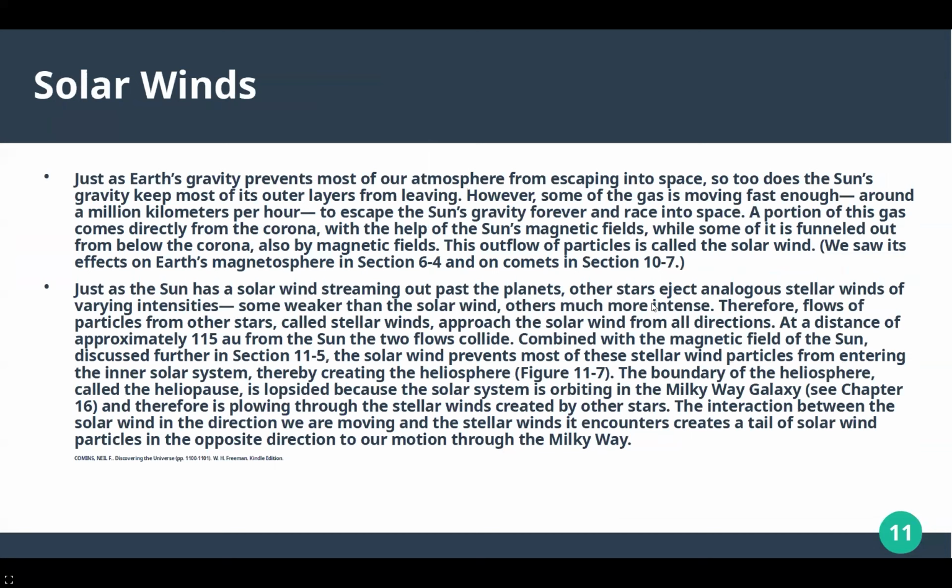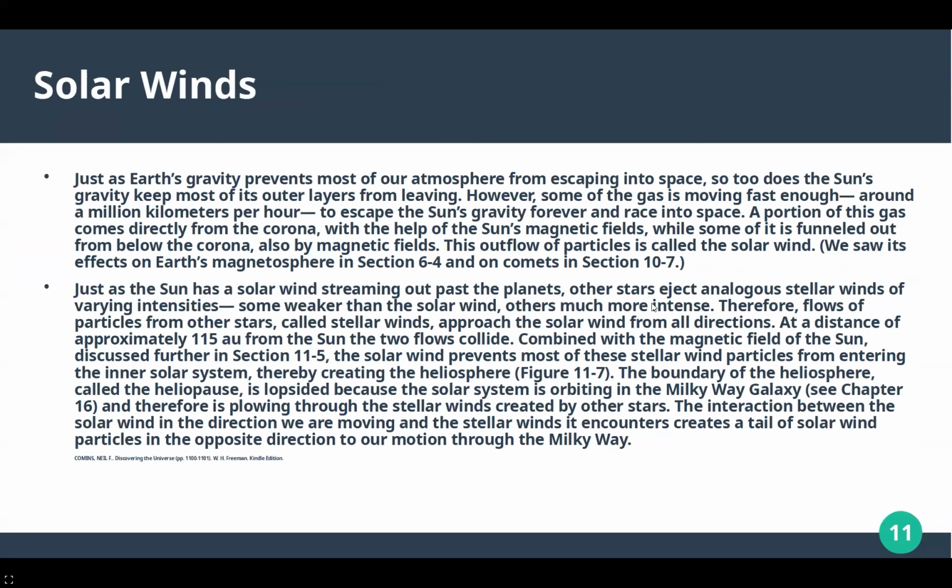Just as the sun has a solar wind streaming out past the planets, other stars eject analogous stellar winds of varying intensities, some weaker than the solar wind and others much more intense. Therefore, flows of particles from other stars, called stellar winds, approach the solar wind from all directions. At a distance of approximately 115 AU from the sun, the two flows collide. Combined with the magnetic field of the sun, discussed further in section 11.5, the solar wind prevents most of these stellar wind particles from entering the inner solar system, thereby creating a heliosphere.